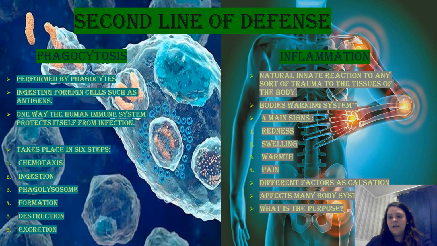And then my background on this side is just kind of showing you what inflammation feels like on the human body. Where the spots are red and orange, that's showing where the pain, inflammation, redness, swelling, and all that would be. But to begin, we're going to start with phagocytosis.